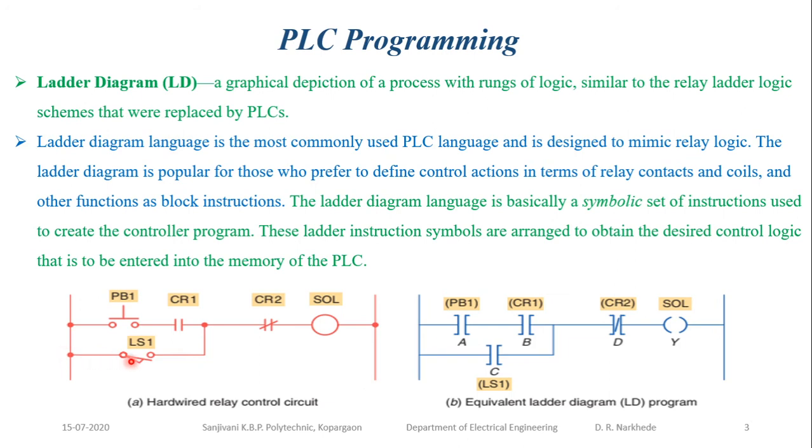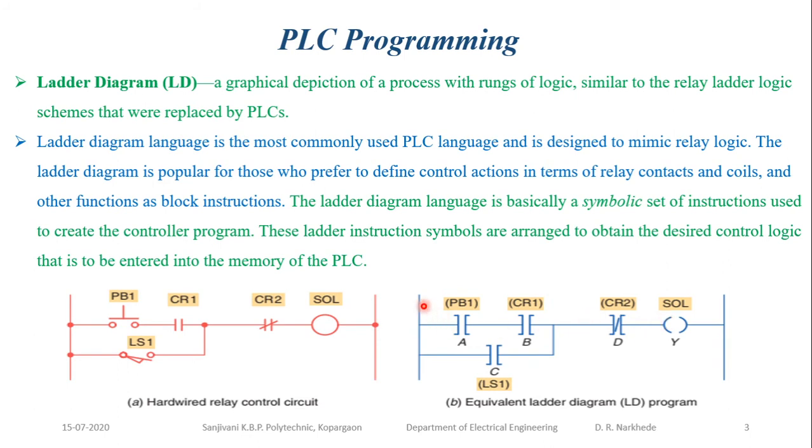Now here there are two methods: it is either operated manually by pressing the push button, or operated automatically with the help of the limit switch. In some cases I have placed the limit switch parallel to this one. So this is my OR logic. My solenoid will get energized after pressing the push button, or it may get energized after closing of this limit switch. Now I want to implement the same logic in the PLC.